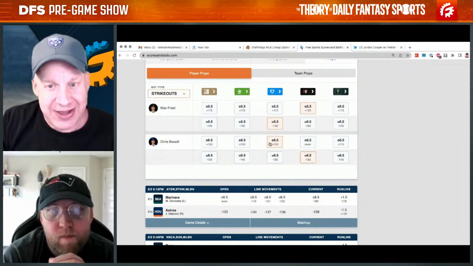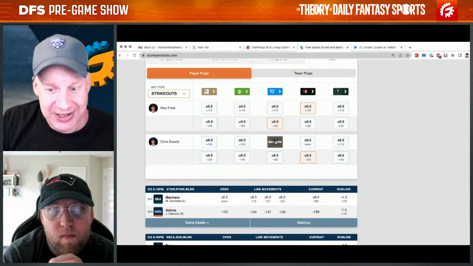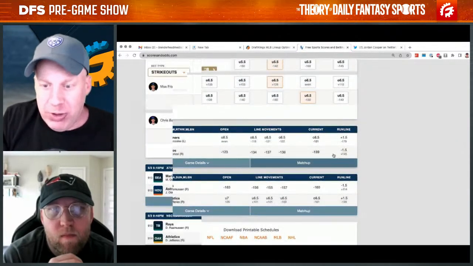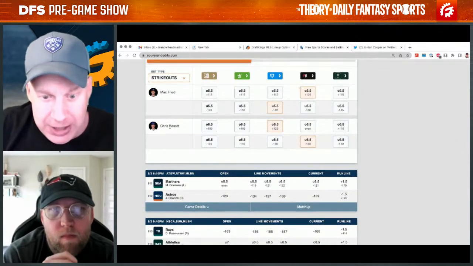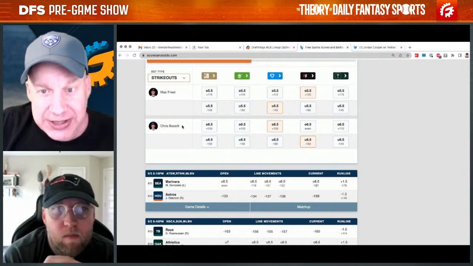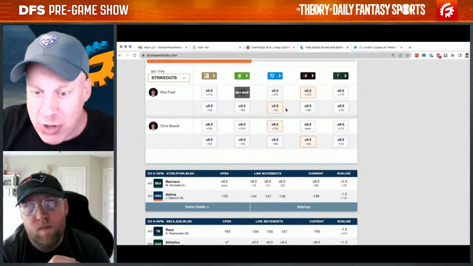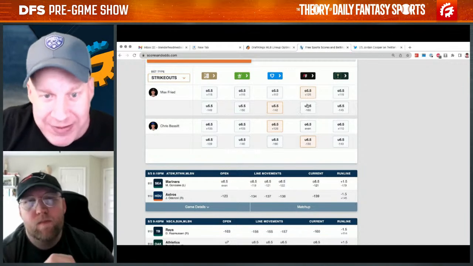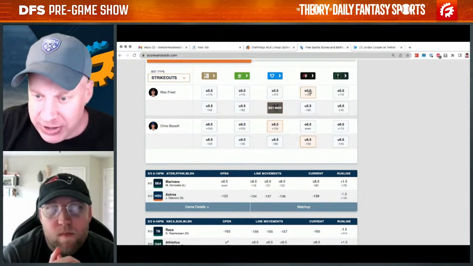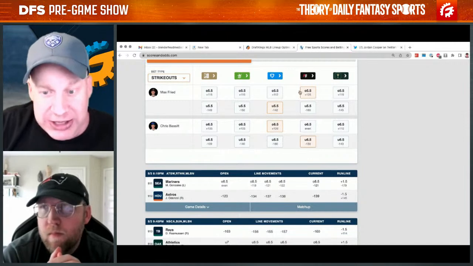It's a 4-cent synthetic hold. Okay. So now you could just go through. Remember, I may not even know who Chris Bassett is. I don't even know who Max Fried is. I don't have any way of pricing bets or anything like that. All I'm going to do is look for the smallest synthetic hold.